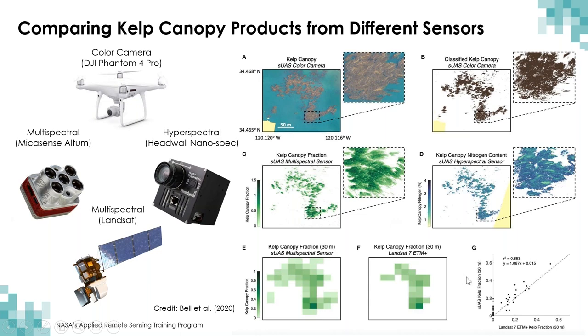And here's some data from Tom Bell that shows that even when you compare the UAS kelp fraction, here again at the Landsat-level spatial resolution, to Landsat data, there's quite a good relationship between them. So you can potentially combine both satellite-based and UAS-based data for kelp canopy studies. And it will depend on your particular research question whether you prefer to use either or both of them.